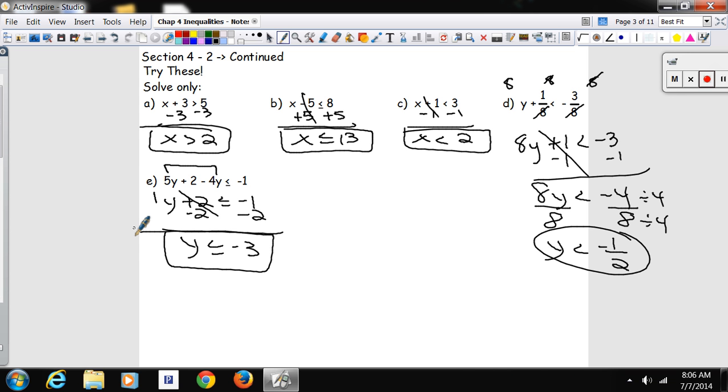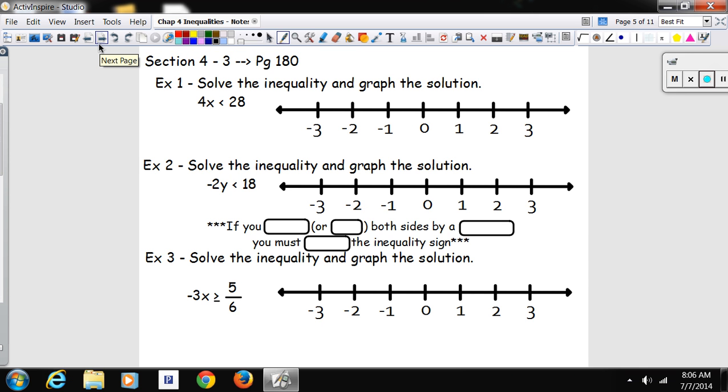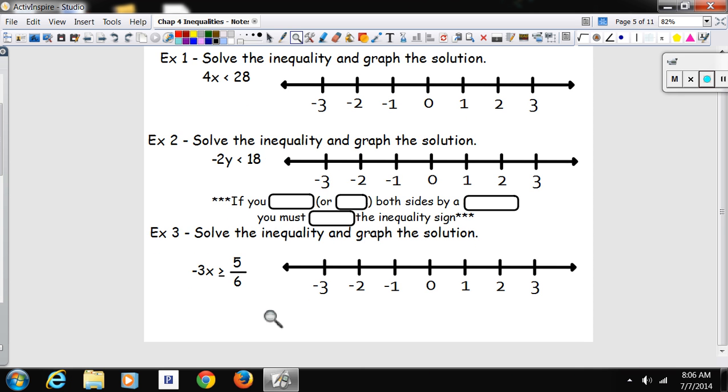All right, moving on to the second page. This one has the multiplying or dividing ones. So let's start with the first one here. We're going to divide by 4 on both sides. X is less than 7.